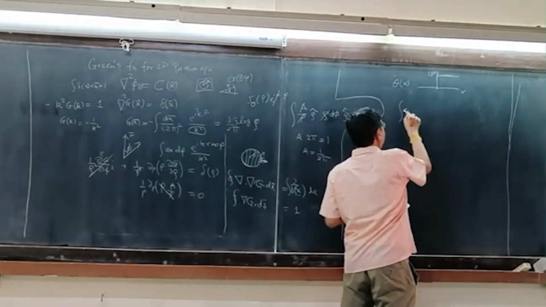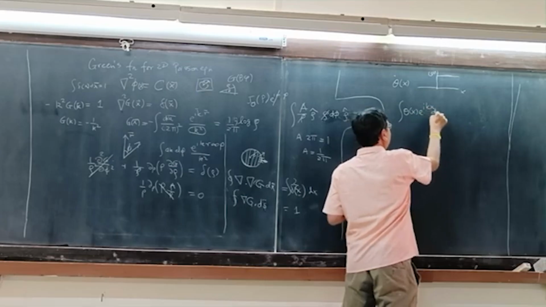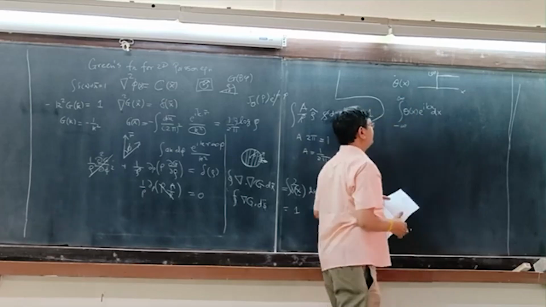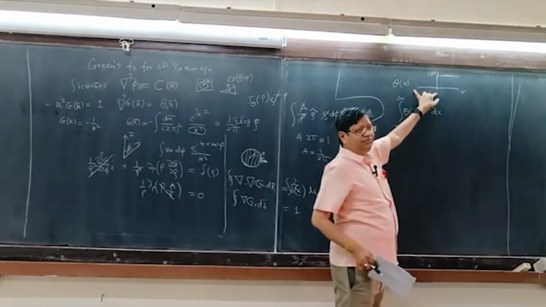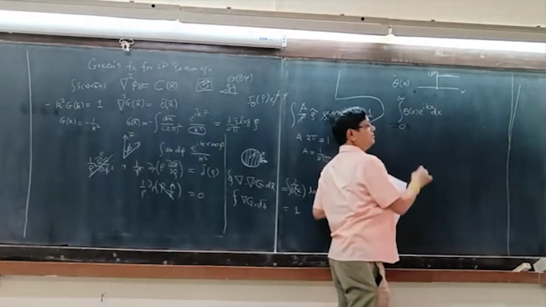In fact, it's straightforward. The integral of theta x e to the power i k x dx. This is my Fourier transform. Okay, so it goes from minus infinity to plus infinity. But this part is 0. So you can simply do it from 0 to infinity.